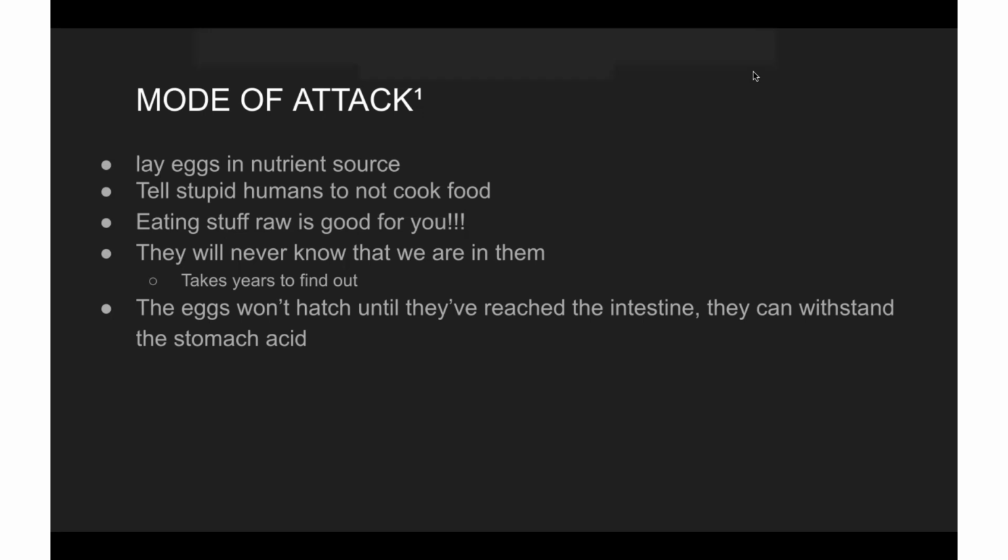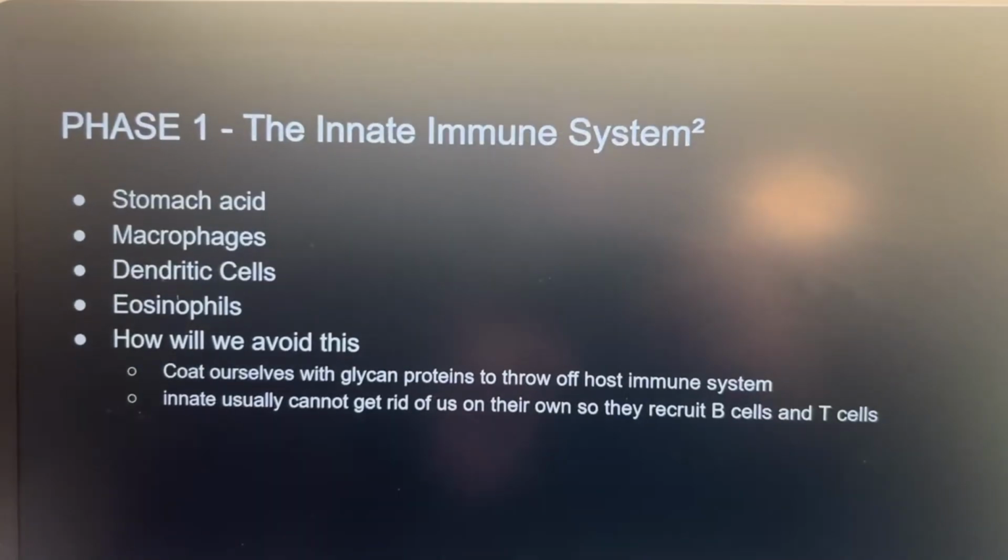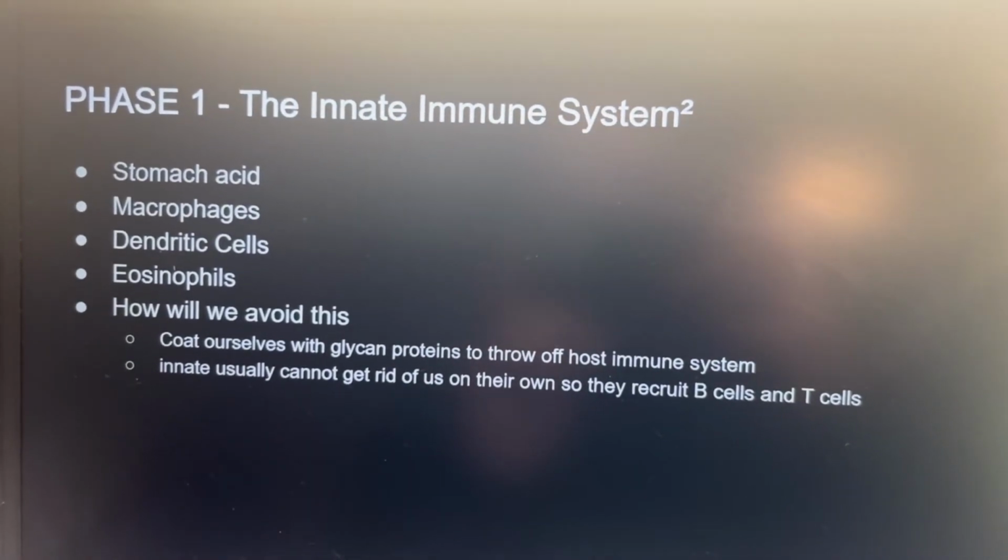In order for us to continue to infect humans, we need to lay eggs in their nutrient source. To ensure that we get into their system, we need to make sure to tell the humans that eating raw food is good for them, and they won't know until years after that we've been in them. Our eggs will reach their intestine because they can withstand the stomach acid. Thank you, Sister Cameron, for discussing how to attack.